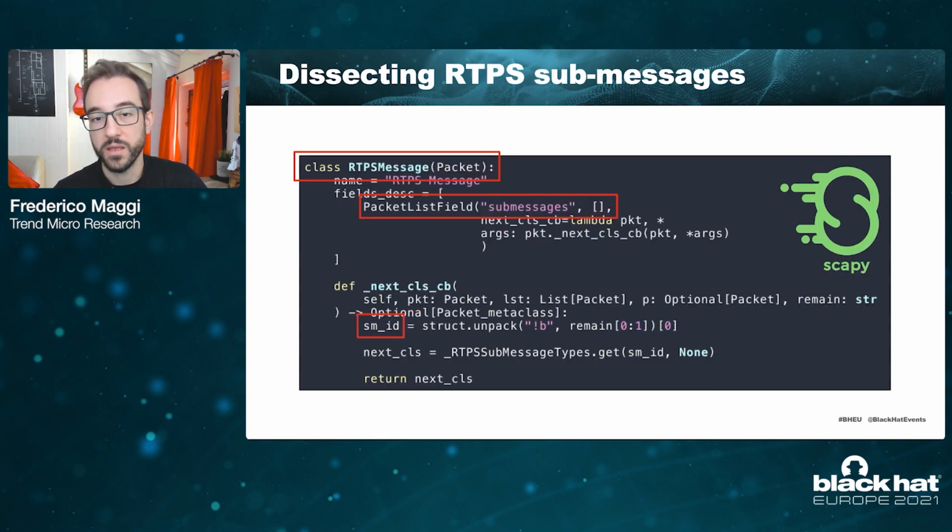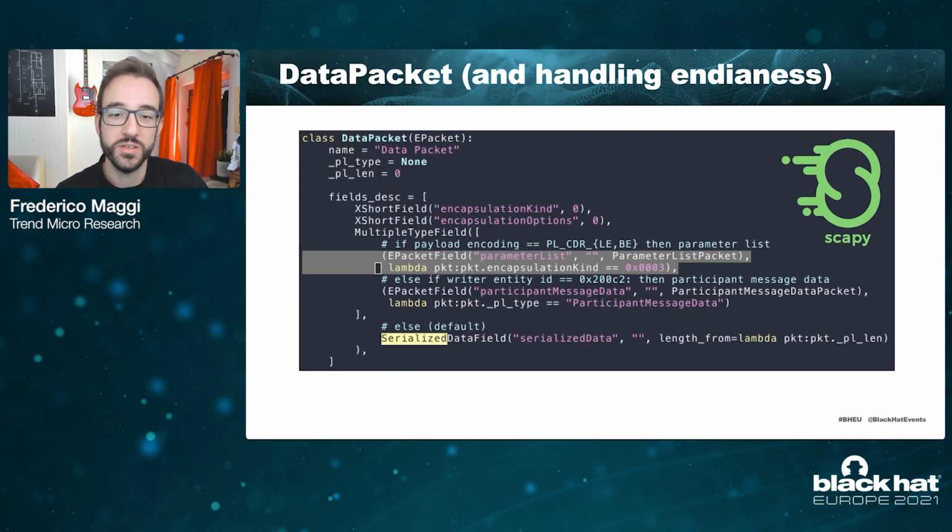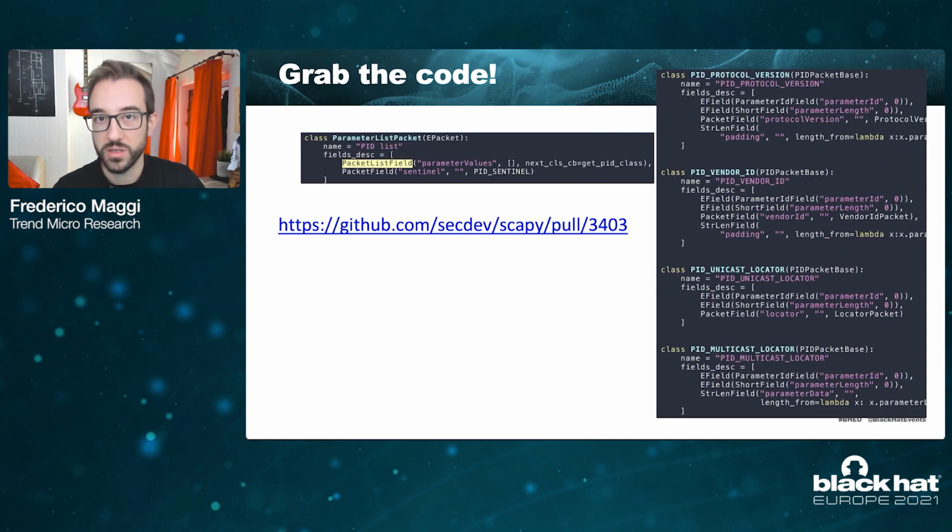So in the list of packets that compose an RTPS message, dispatched by their type, as I told you at the beginning, for example, the data types will pull out the RTPS submessage data class, which includes the data packet, which follows the endianness for decoding and so on. So here, instead of using the default packet field class, I created a subclass. It's called EPacketField, which automatically sets the endianness according to the flags and propagates the endianness to any of the subclasses, and so on and so on.